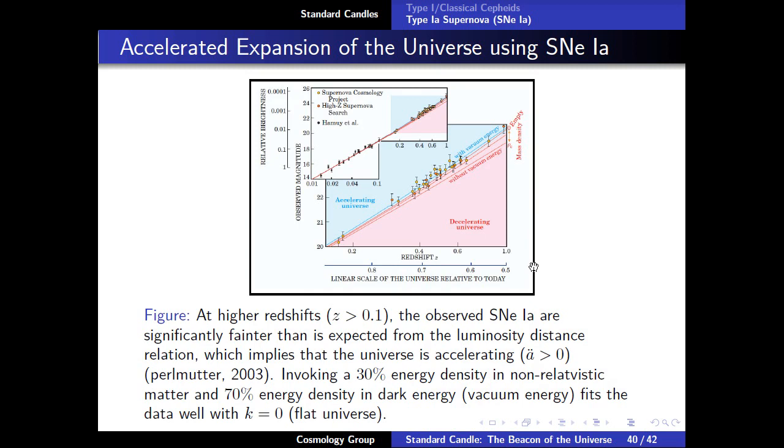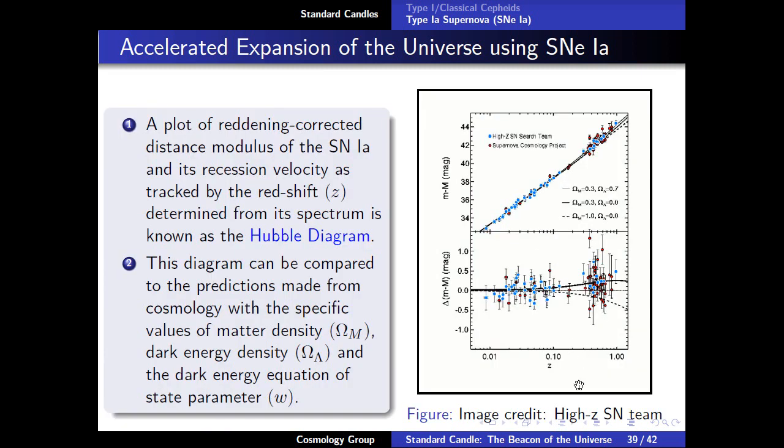Now you can see that at higher redshifts, the observed type 1a supernova are significantly fainter than expected from the luminosity distance relationship, which implies that the universe is accelerating, that means a double dot is greater than 0, where a is known as the scale factor of the universe. Invoking a 30% energy density in non-relativistic matter and 70% energy density in dark energy, also known as vacuum energy, fits the data well with a flat universe, given by k equal to 0. Similarly, the high Z supernova search team also obtained the same thing at lower redshifts.